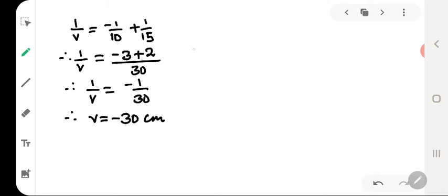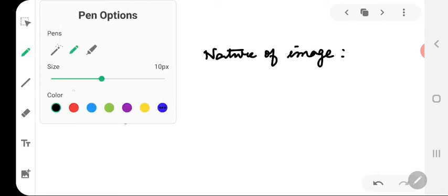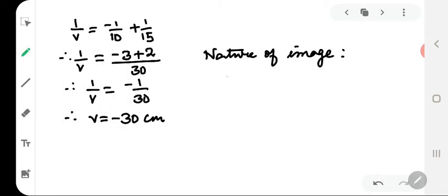From the value we can write down nature of the image. So what is nature of the image? Since the image is formed in front of the concave mirror, its nature is going to be real and inverted.